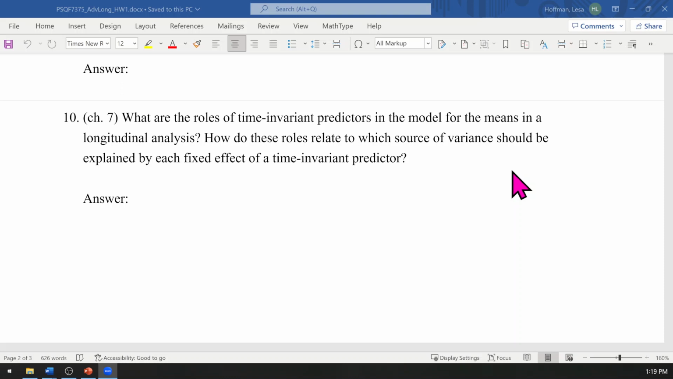Okay, going once, going twice, sold. We're done with this one.